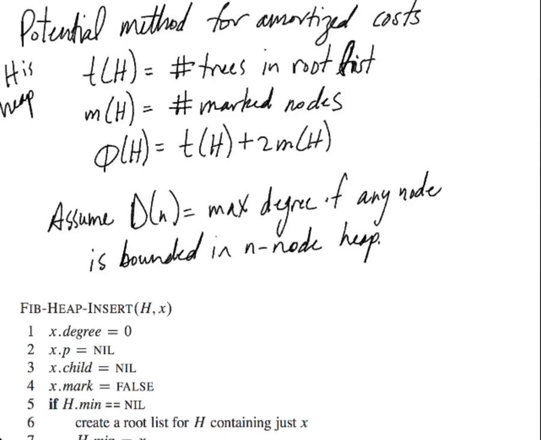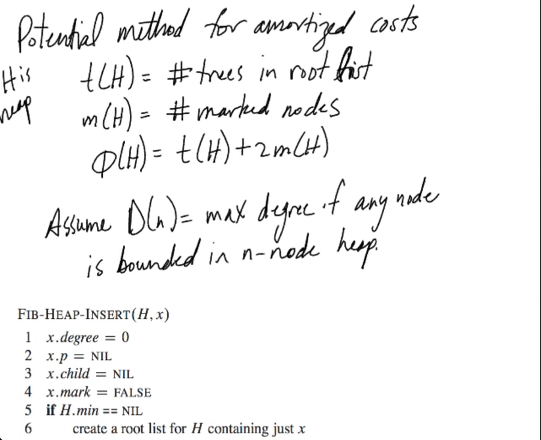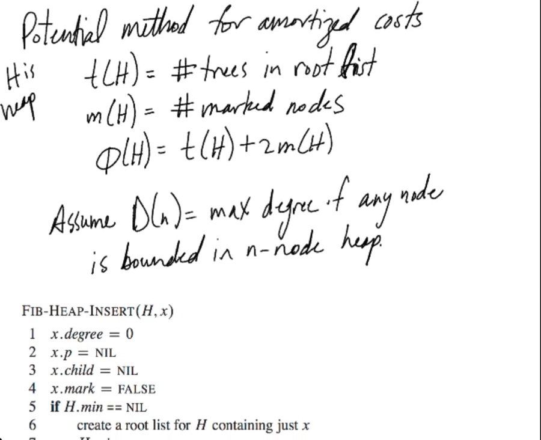In the last video, we made some definitions for Fibonacci heaps, including T of H, which is the number of trees in a root list, and M of H, which is the number of marked nodes. And we defined the potential function to be the total number of trees in the root list plus 2 times the number of marked nodes. And that will allow us to do potential analysis, the potential method.